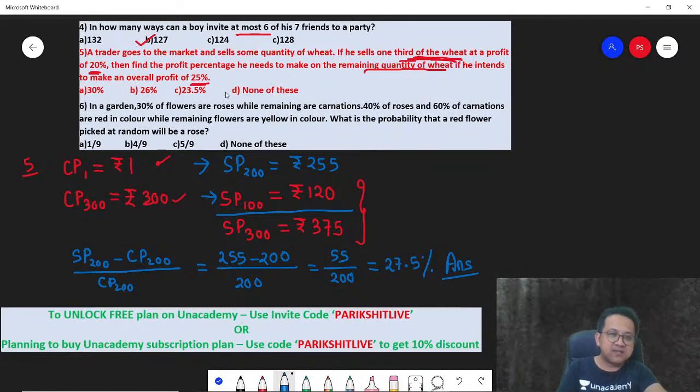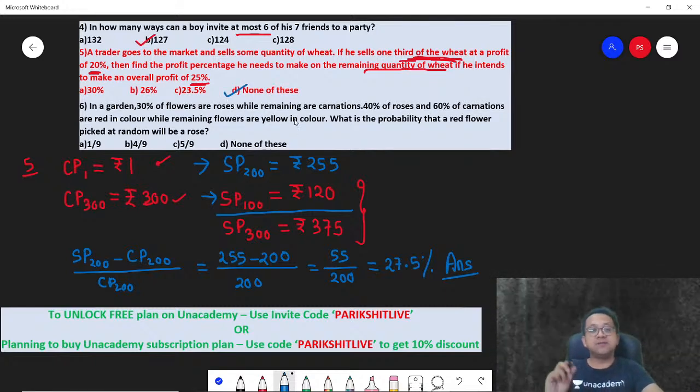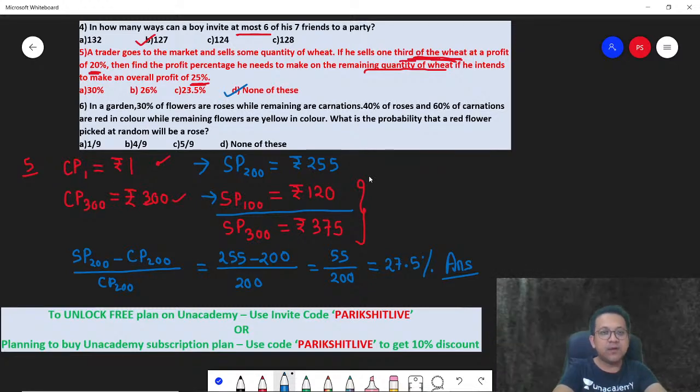Any doubt in this? Answer is none of these. Got it? Clear? Fine. See, these are peculiar CAT SNAP questions. Questions which have come in past year SNAP papers, and this is the level that you got to be comfortable with if you want to score high and clear the cutoffs for, let's say, Symbiosis Pune, SIBM Pune. Correct? Okay.